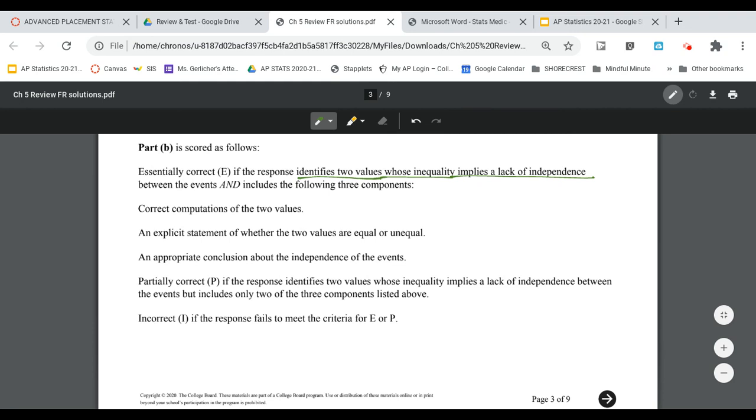And it needs to include the following three components. So correct computations, showing your work and seeing that that's all correct. An explicit statement of whether they're equal or not equal. So that could be a not equal sign, that could be with words. And then on top of that, an appropriate conclusion about independence. So you have to say yes or no independence. So not independent because these two numbers that I correctly calculated are not equal. That would give you the full points.